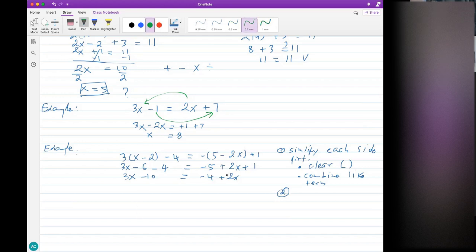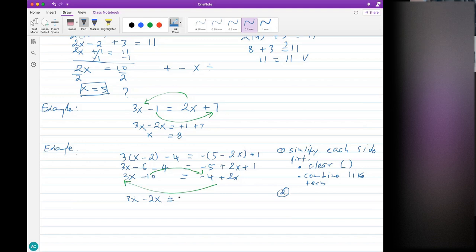So we want the x's to be on one side. So we're going to take this positive x. We're going to move it over next to this one. We're going to take the -10, move it over next to -4. So 3x stays the same. Again, positive 2x. If it moves over, we want to change that sign. Minus. That's right, -2x. Equal sign. And what else?